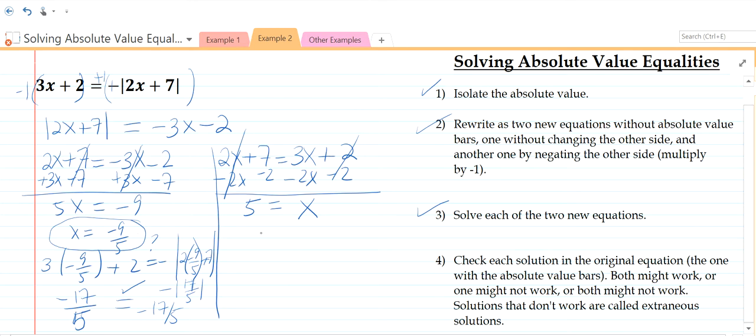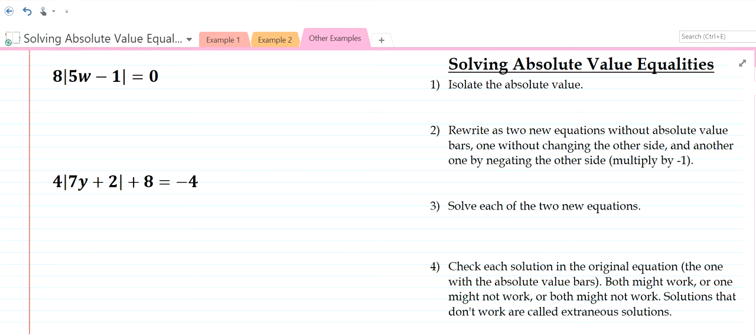When we plug in 5, you're going to notice it's not going to work. So 3 times 5 plus 2, the question is, is that equal to the negative of the absolute value of 2 times 5 plus 7? And no, because you get negative 17 on one side and positive 17 on the other, that does not equal. So we're going to throw away this answer. That's called an extraneous solution.